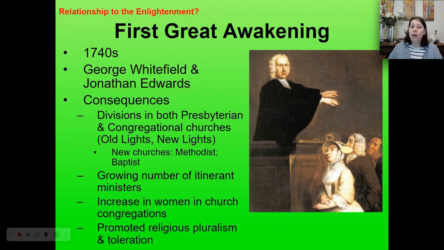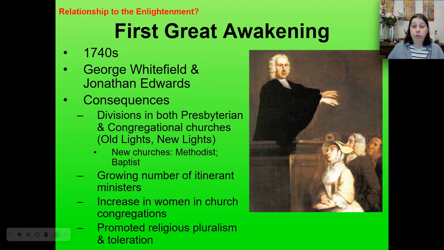He draws huge crowds, big passionate open air preaching. This movement is the first to actively target enslaved Black communities for conversion to Christianity. So you have Black Christians in the Americas before this, but this is really when the Black church as an institution starts to form.